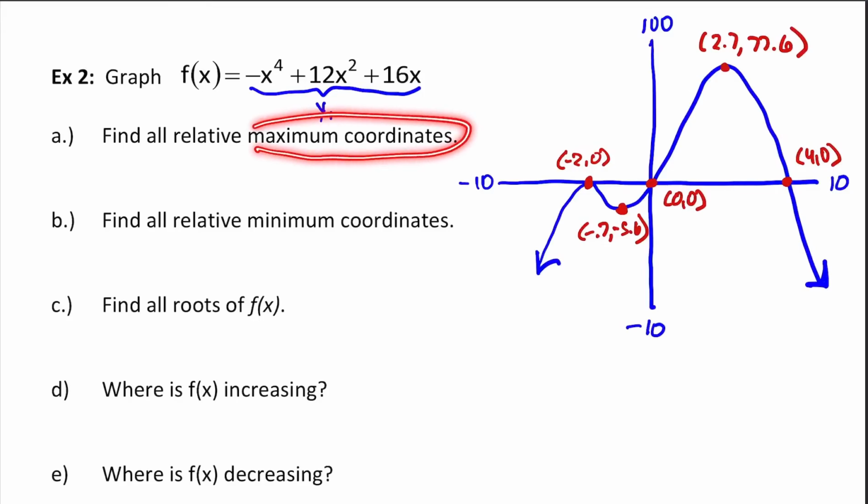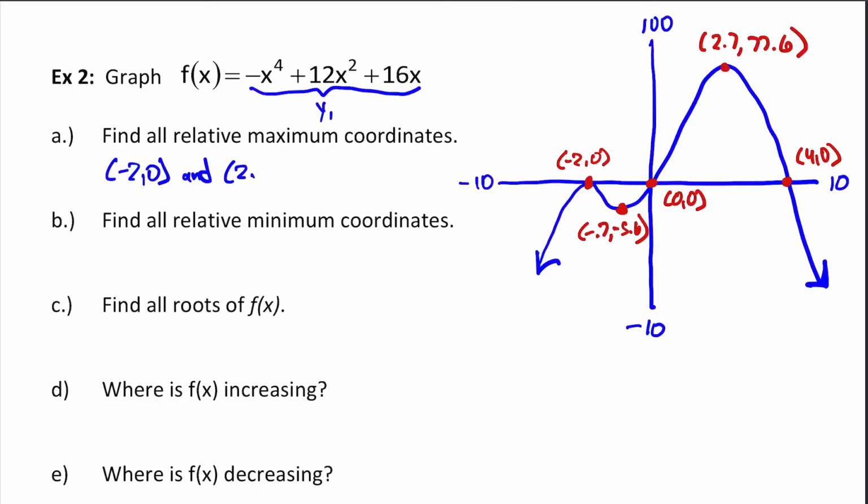Find the relative maximum. Relative maximums are your peaks. There's two of them. Here's one peak, here's a second peak. So I just have to write those coordinates down. So that's negative 2, 0, and 2.7, comma, 77.6.